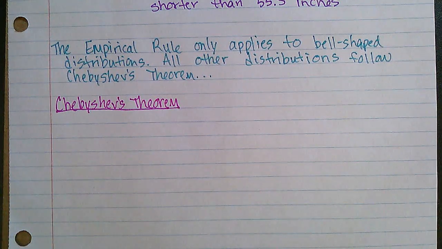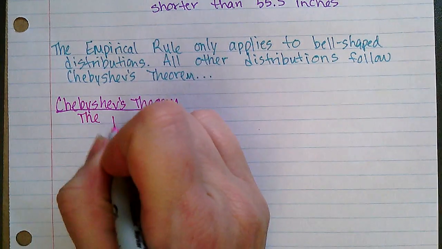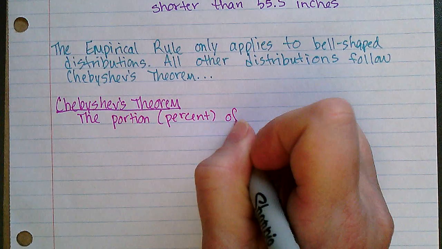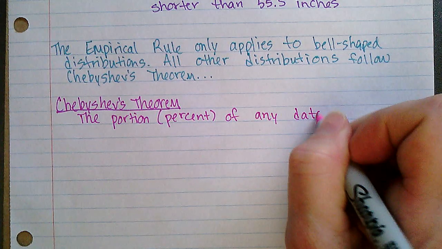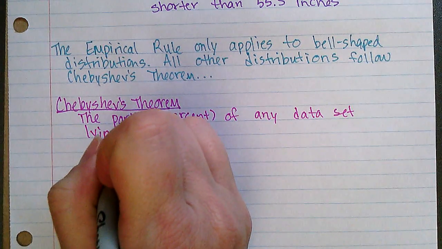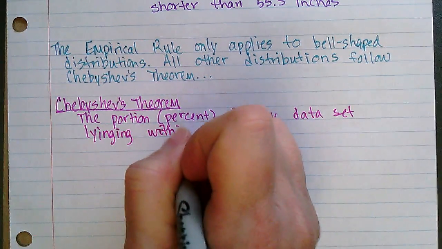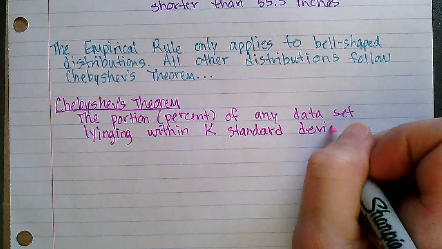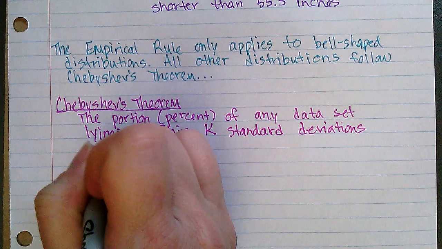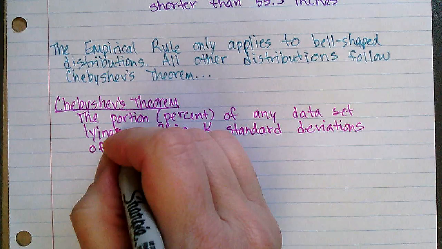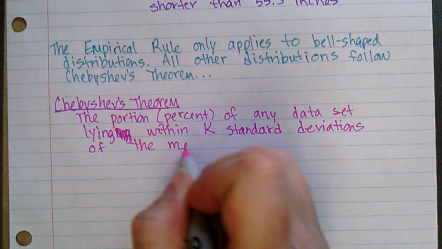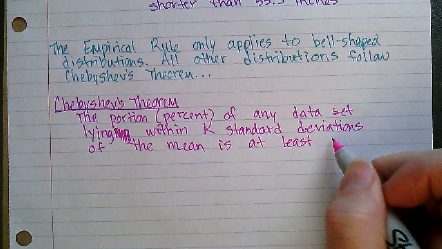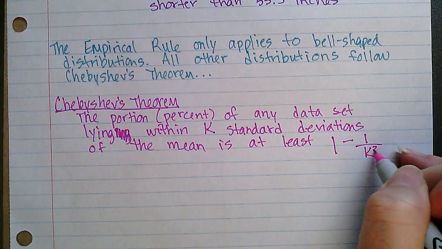Chebyshev's theorem says that the portion or percent of any data set lying within k standard deviations of the mean is found by doing this: at least 1 minus 1 over k squared.